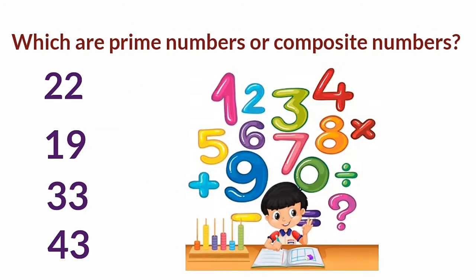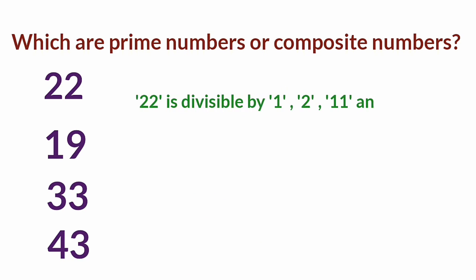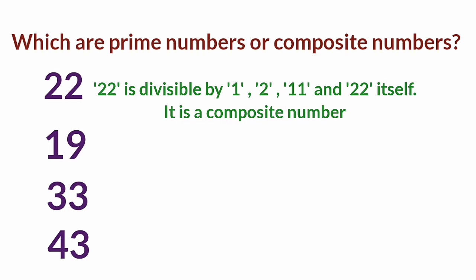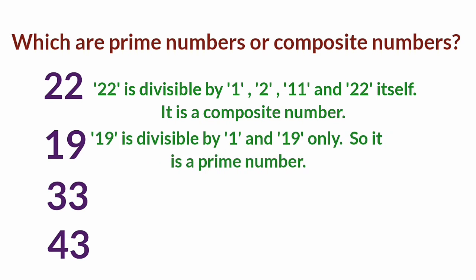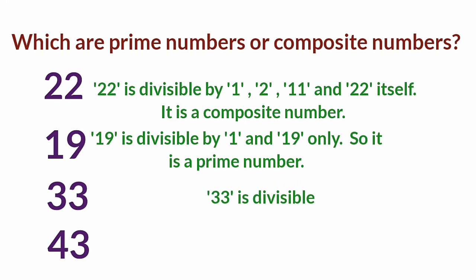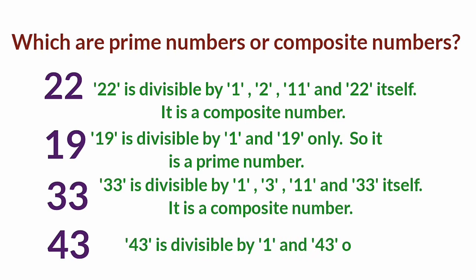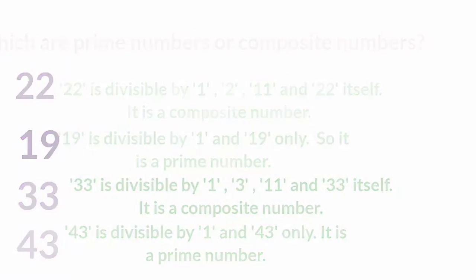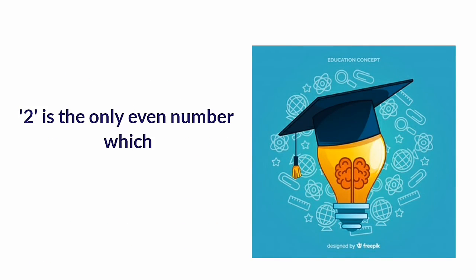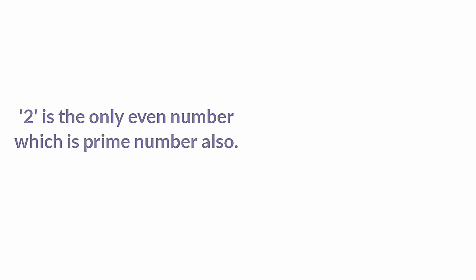Let's check out the answers. 22. 22 is divisible by 1, 2, 11 and 22 itself, so it is a composite number. 19. 19 is divisible by 1 and 19 only, so it is a prime number. 33 is divisible by 1, 3, 11 and 33 itself, so it is a composite number. 43 is divisible by 1 and 43 only, so it is a prime number. You should know that 2 is the only even number which is a prime number also. You all did a fabulous job.